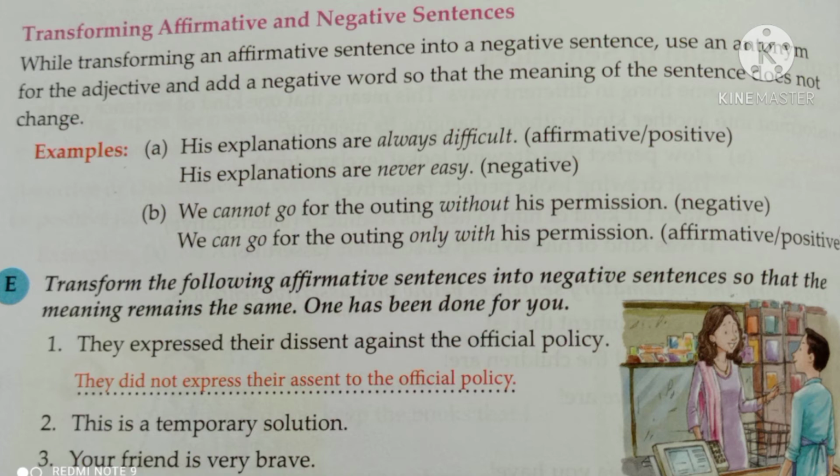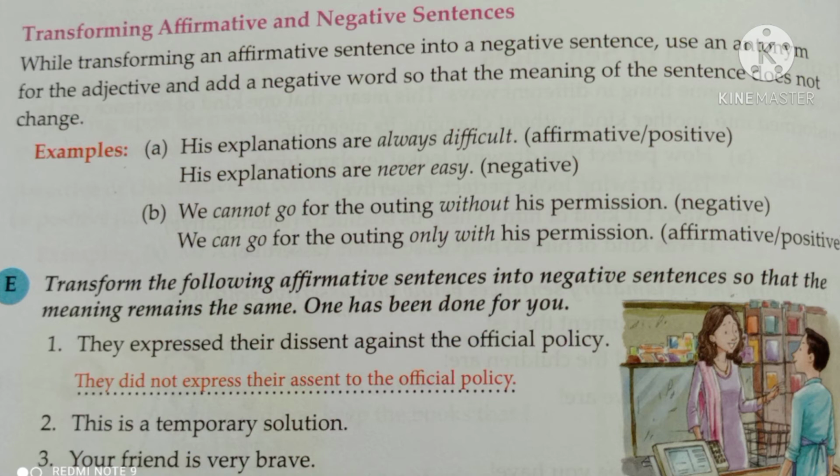That is affirmative and positive. From affirmative, as I told you, in affirmative sentences there are two kinds: one is negative and another is positive, but this one is related to a positive sentence. So how can we transform it into negative? "His explanations are never easy." That is the same meaning. Something that was said in one form, "His explanations are always difficult," is said in another form, "His explanations are never easy."